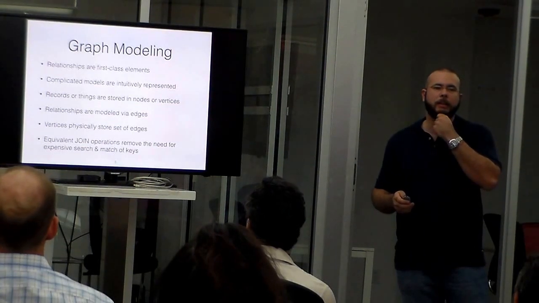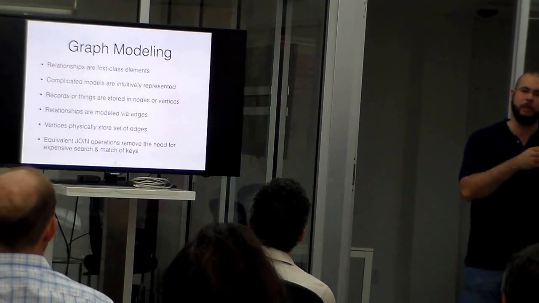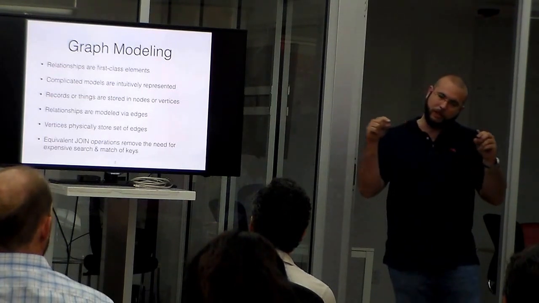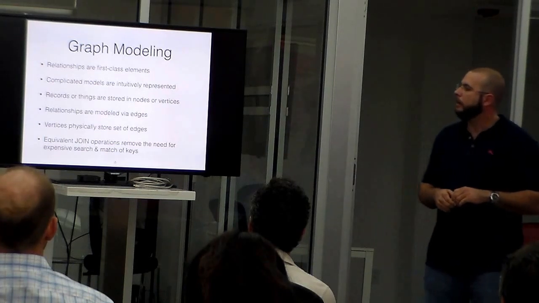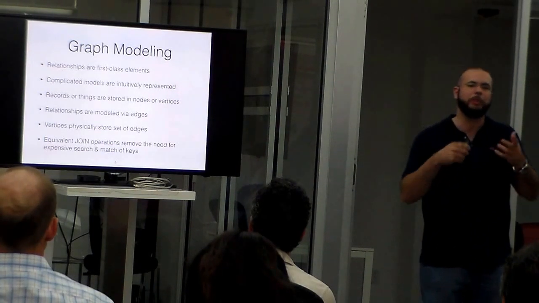Basically, each record that you have in your tables in your SQL database will be stored in vertices or nodes in this graph. And the values of the columns of that record will be properties of this node. And relationships between nodes are stored as edges. So edges can be considered pre-computed joins.